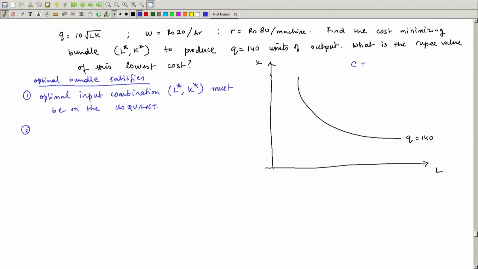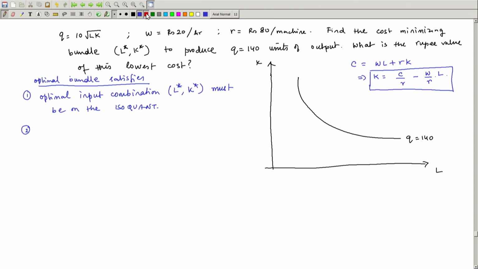So, any isocost line is C equals WL plus RK, which means that K equals C by R minus W by R times L, right. So, this is the equation of some isocost line. All combinations of labor and capital on that particular line cost the same amount of rupees C, and we are interested in finding out what is that lowest possible C.